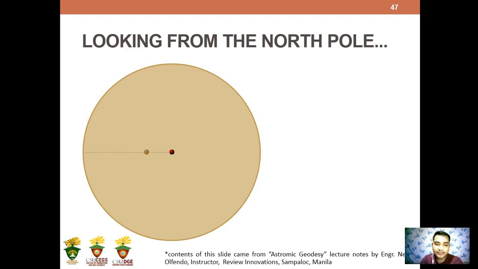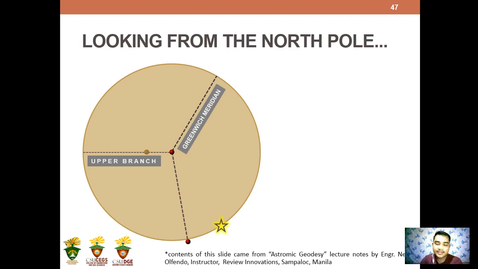Out from that, kung ato siyang meridian, so kana nga meridian is what we call the upper branch or the observer's meridian, no, kung asa ka na-locate. We have also here the first point of Aries, no, or what we call the vernal equinox. That's it. And we have also here the 0 meridian, which is the Greenwich meridian. And here is the star. Here is the star pala, atong location, kung asa na-locate ang imong celestial body nga gusto i-locate.